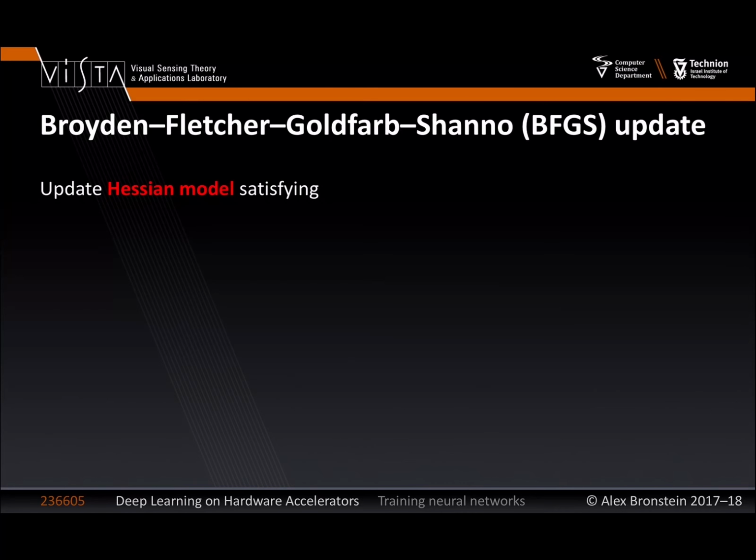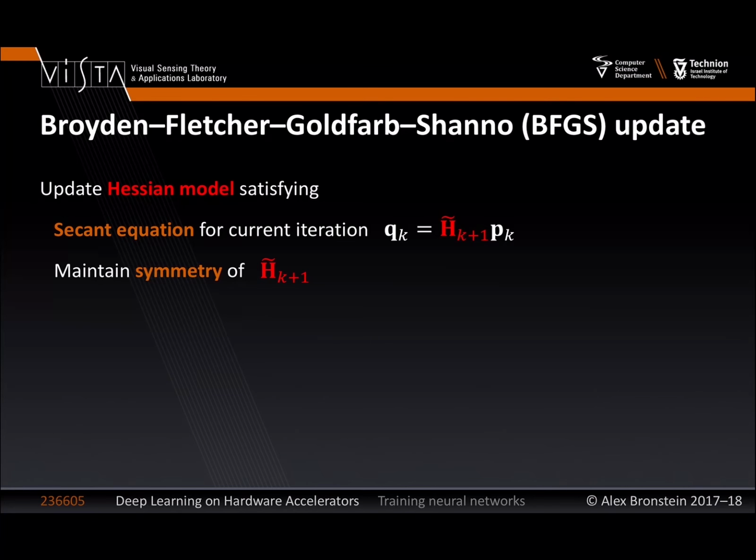So basically, I would like to design an update scheme for my inverse Hessian, or let's start with the Hessian itself, that satisfies, first of all, the secant equation. Then I would like to maintain symmetry of the Hessian. Hessian has to be a symmetric matrix. And I would like to maintain positive definiteness, or positive semi-definiteness.